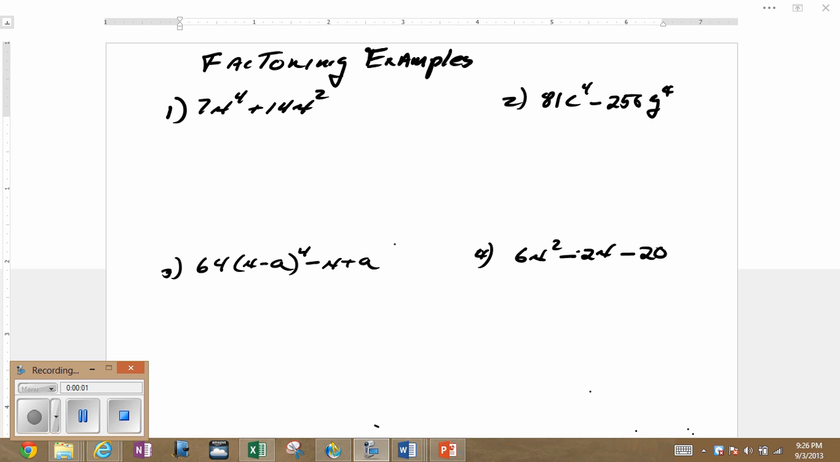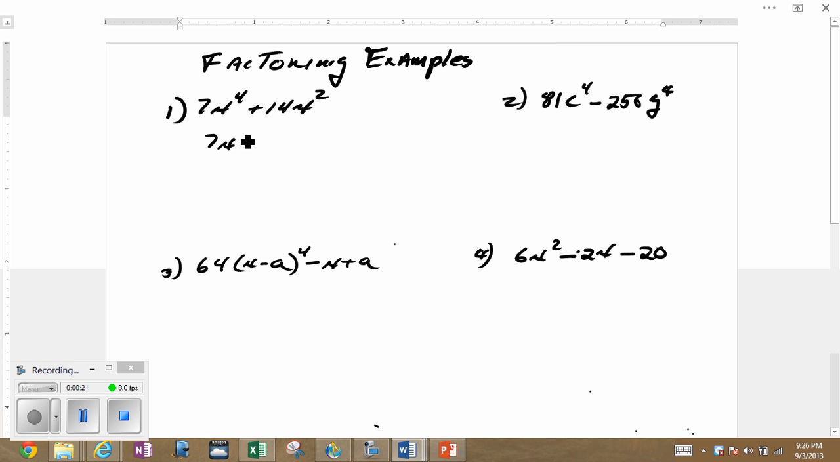Okay, let's take a look at a few different examples of factoring. All right, in the first example, two terms. As always, the very first thing, two terms, three terms, or whatever, look for a common factor. So obviously we see 7 is common. Okay, they both have x.